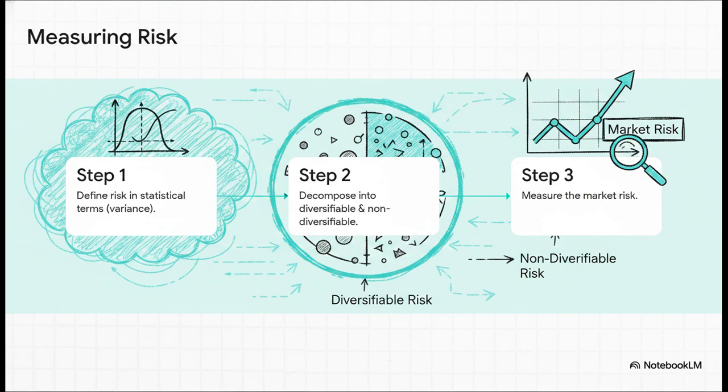Okay, let's dive into this. Pretty much all risk and return models agree on this foundational three-step process. First up, you actually have to define risk in statistical terms, specifically as variance. Step two, you take that risk and slice it right down the middle, the risk you can diversify away and the risk you simply can't. And finally, step three is where the models actually try to measure that non-diversifiable market risk. Keep this three-step mental model in mind because it's the foundation for this entire explainer.